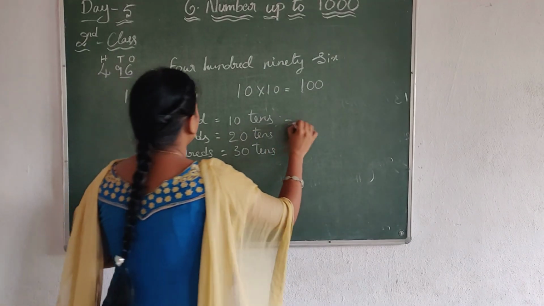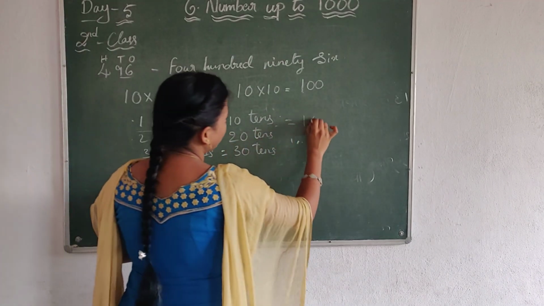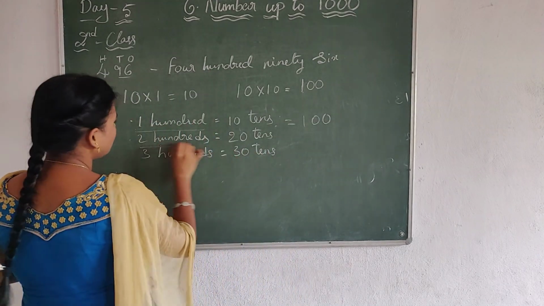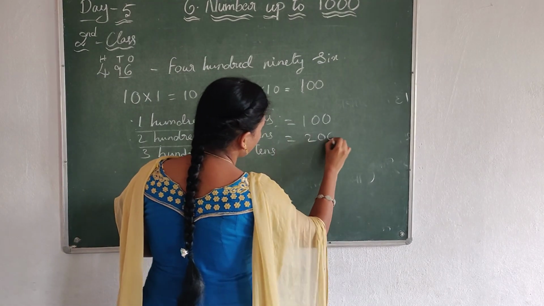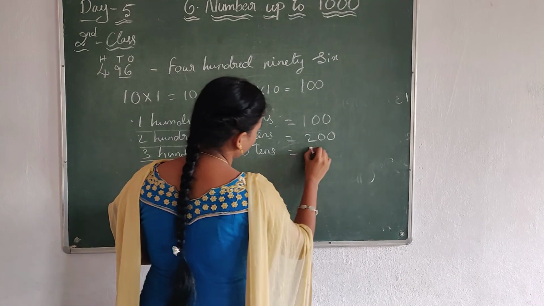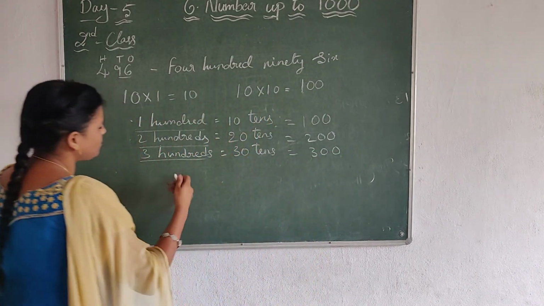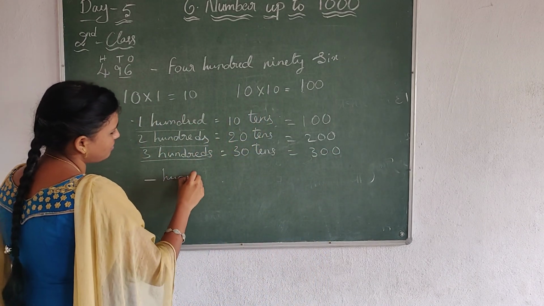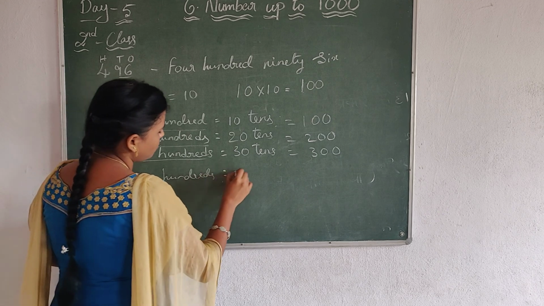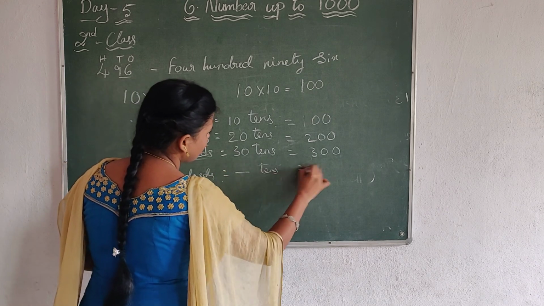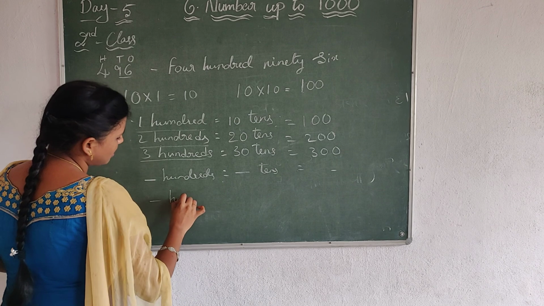Okay. So what is the number? 100. And what is the number? 200. And this number is 300. Like that you tell me, dash hundreds equal to dash tens equal to dash hundreds.